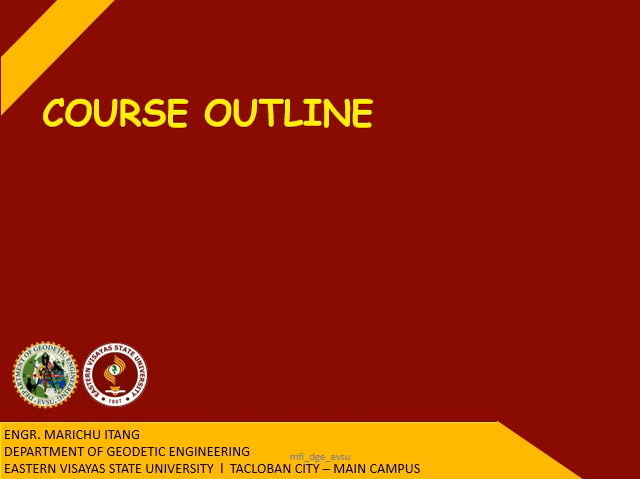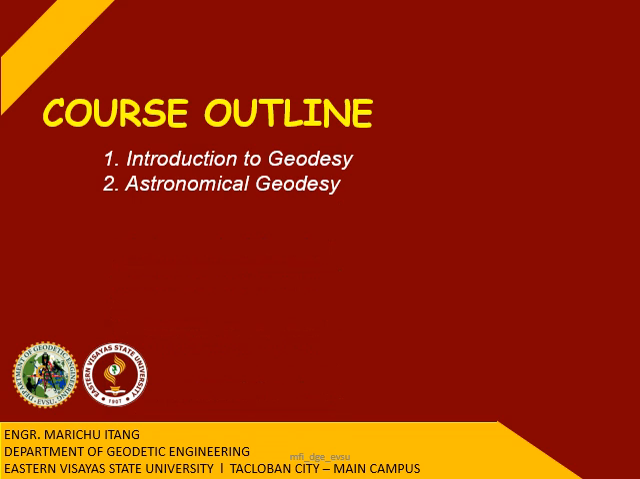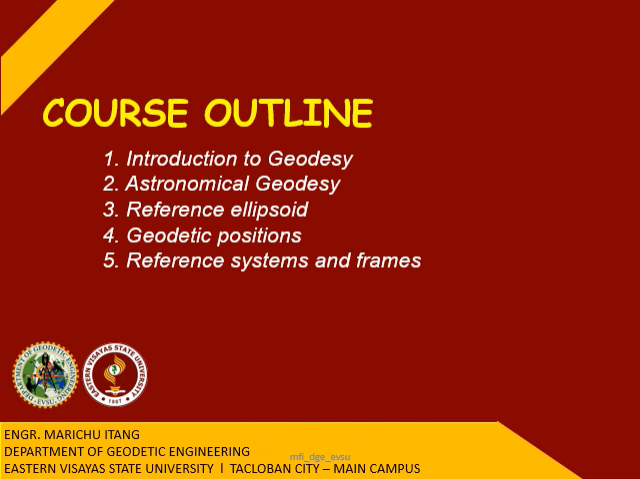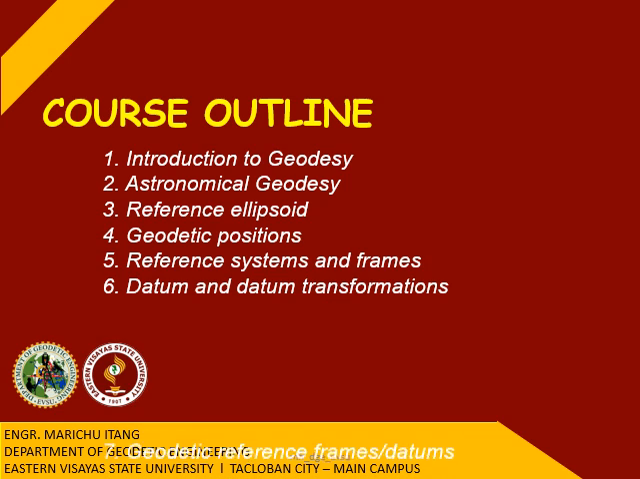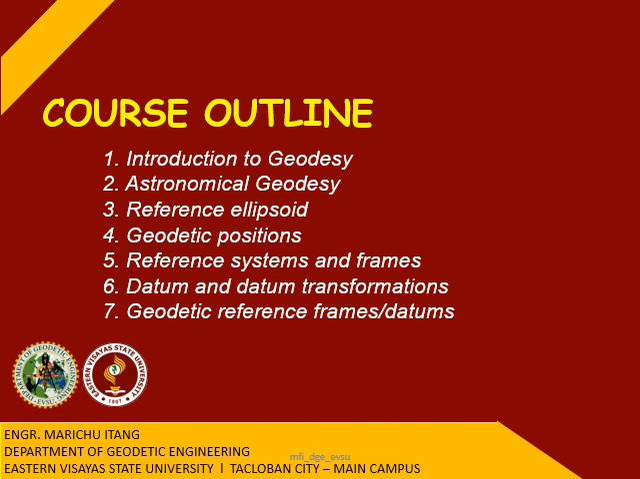So the course outline, we have here some of the list of the topics that we're going to discuss. First, we have the introduction to geodesy. Next, the astronomical geodesy, reference ellipsoid. We have geodetic positions, reference systems and frames. We have datum and datum transformation. And number 6, we have geodetic reference frames and datums.